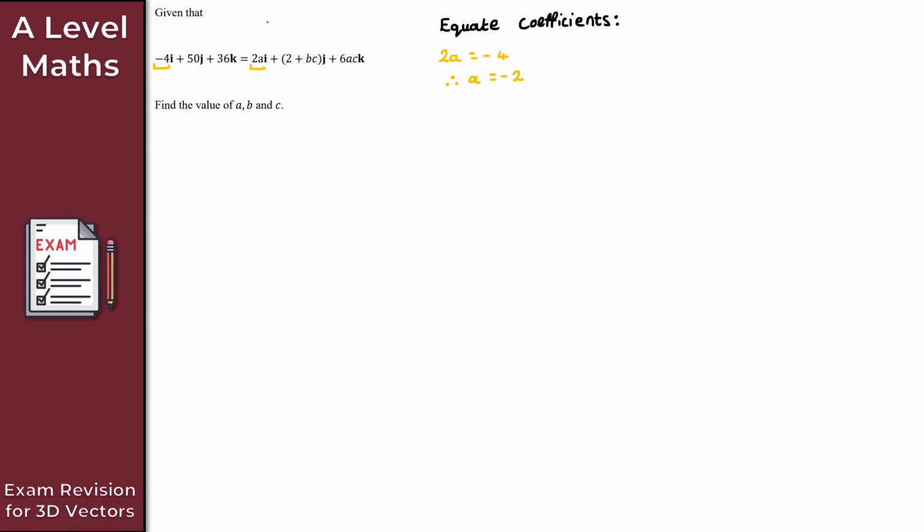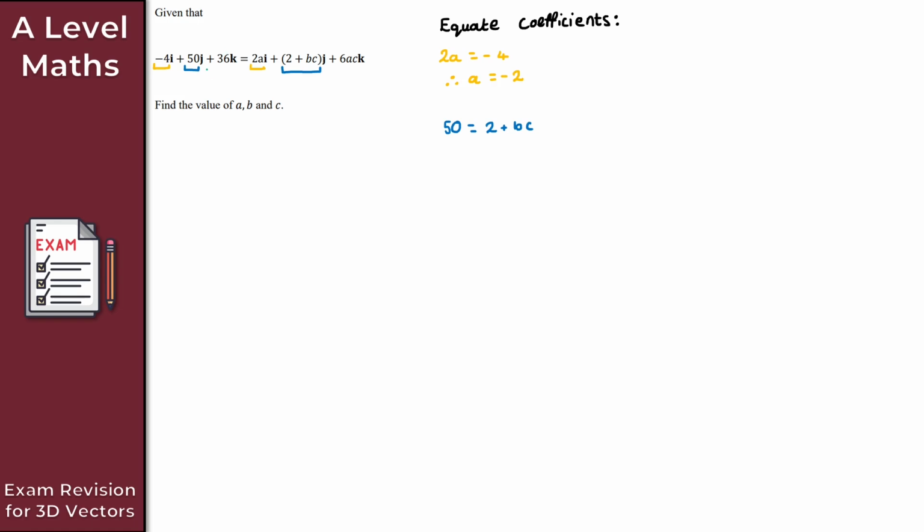So now let's do the next one here in blue. So in that case then 50 is equal to 2 + bc. Okay. So 50 is equal to 2 + bc. Now we've got two unknowns here. We've got b and c. So at this point here, we can't solve this equation. So let's just continue.